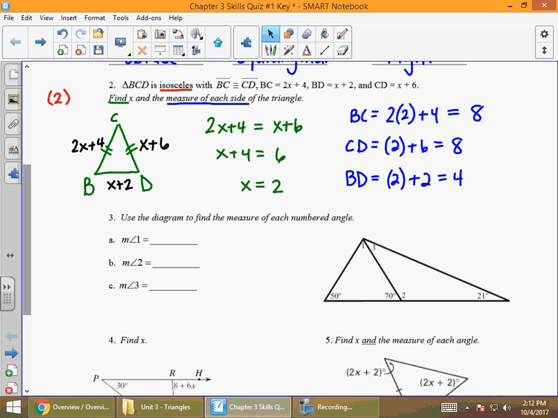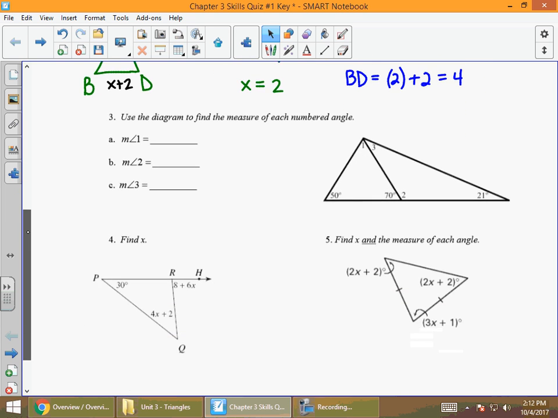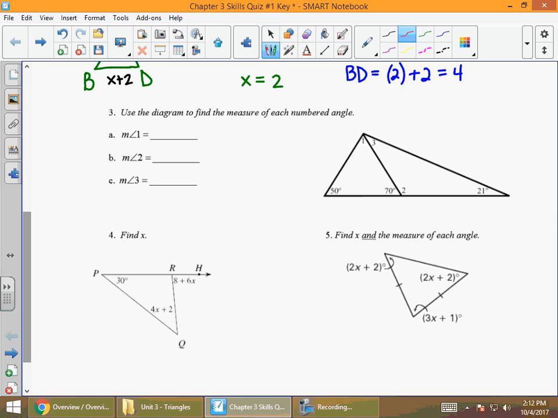If you got two of them, you got 1.7. And if you got all of them, it was worth 2 points. All right, question number 3 is worth 3 points. Each one of these was worth a point.